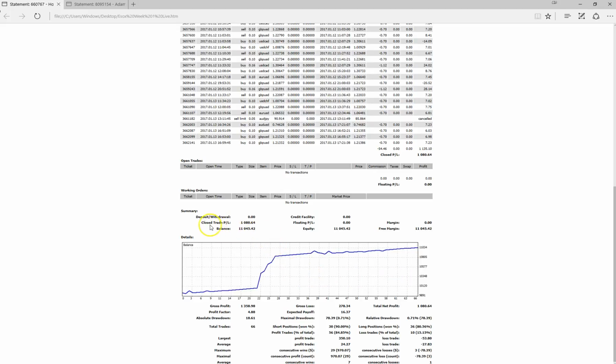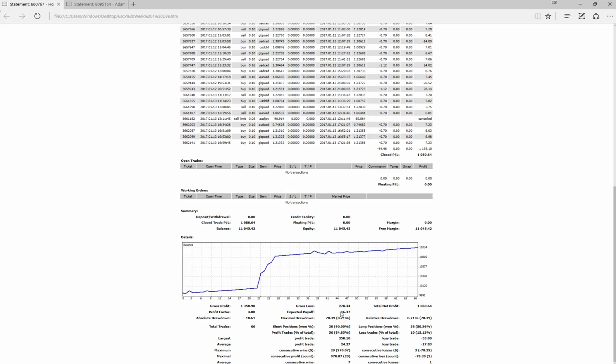So as of this week, we have a closed profit of $1,080. Let's go through some of these other figures down here. Gross profit of $1,358.98. Gross loss of $278.34, leaving us with our net profit of $1,080.64, which equates to around 10.6% in 1 week. A profit factor of 4.88 and an expected payoff of $16.37.